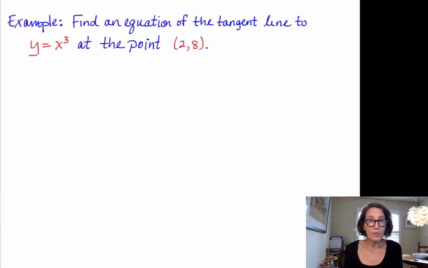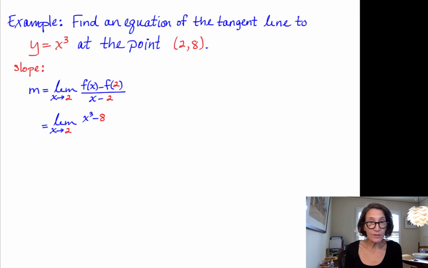All right, let's look at an example. In this example, we're going to find an equation of the tangent line to the curve y equals x to the third at the point 2, 8. We've got a point, all we need is the slope. So we set up the limit. The slope of our line is going to be the limit as x approaches 2 of f of x minus f of 2 over x minus 2. So change in y over change in x. f of x is x to the third, and f of 2 is 8.